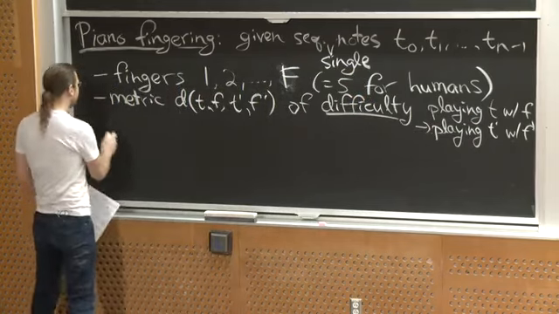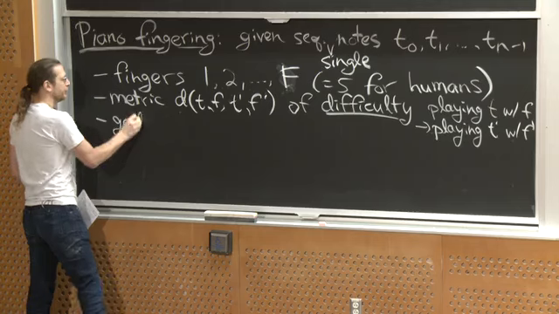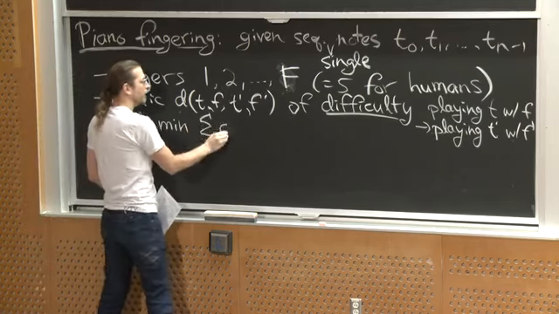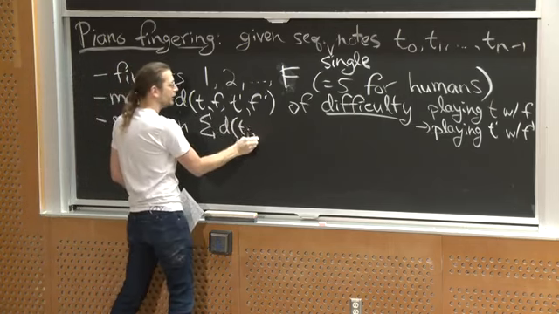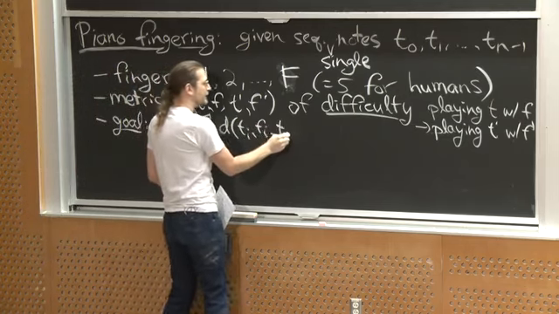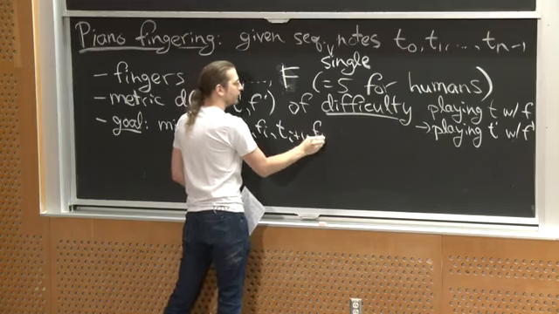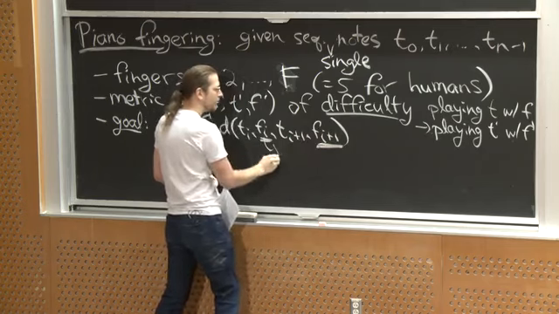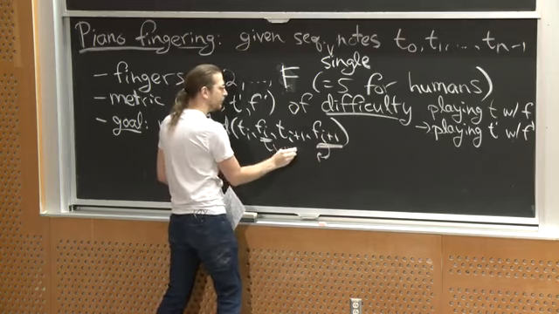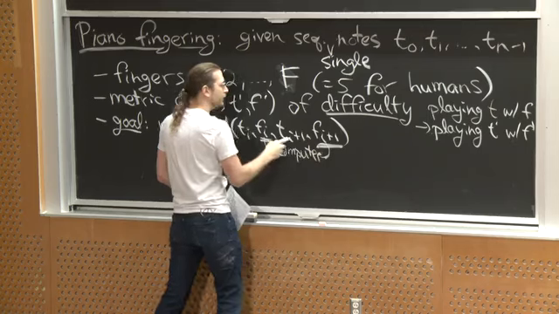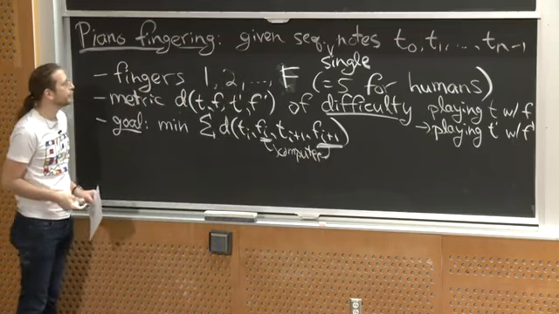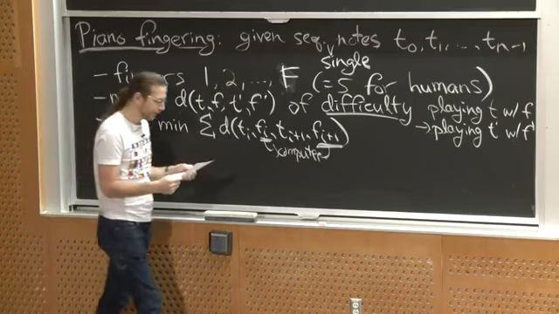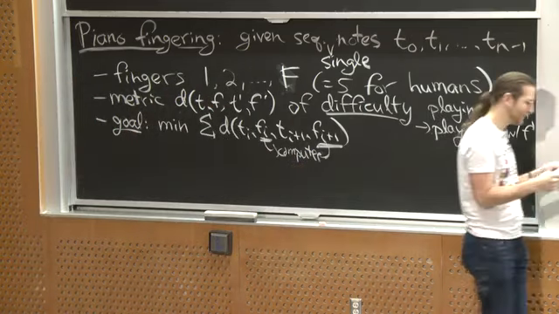And then our goal is to minimize the sum of difficulties. Minimum sum of d of t_i, f_i, t_{i+1}, f_{i+1}. And these f_i's and f_{i+1}'s are what we want to compute. We don't know which fingers to use. We're only given which notes to play. Okay, so this is actually a natural problem. There are lots of papers about this problem. I've read a bunch of them, obviously not super well about how to play scales.